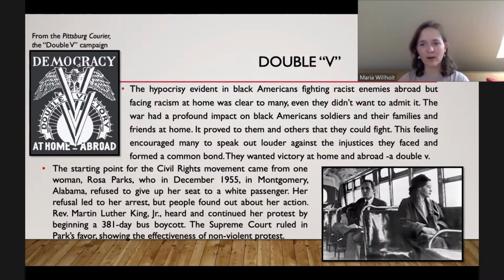And this is actually a photograph of her. She's the woman here, and this is the white passenger who's not happy. But she's like, nope, you know what? I'm not going to follow the rules. I'm not going to give you my seat. I'm going to sit here because I've had a long day. I deserve to sit here. I'm a passenger. And she actually is arrested, but a lot of people find out about her action.